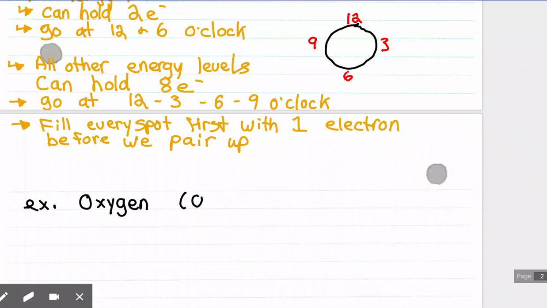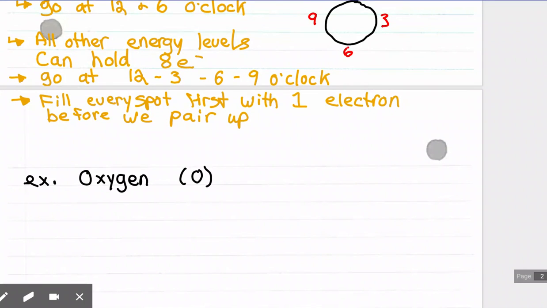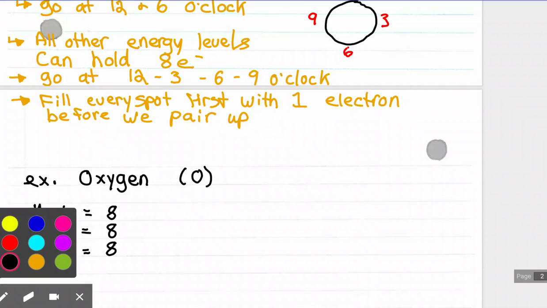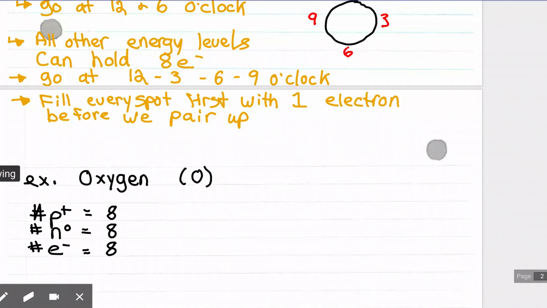So in order to draw our Bohr-Rutherford diagrams, we need to know the number of protons, neutrons, and electrons. So if we look at our periodic table, we can easily see that oxygen has 8 protons, 8 neutrons, and 8 electrons. So we're going to start our Bohr-Rutherford diagram for oxygen. We're going to draw our solid nucleus. We're going to add our protons, number followed by symbol. We're going to add our neutrons, number followed by symbol. And then we're going to add our electrons.